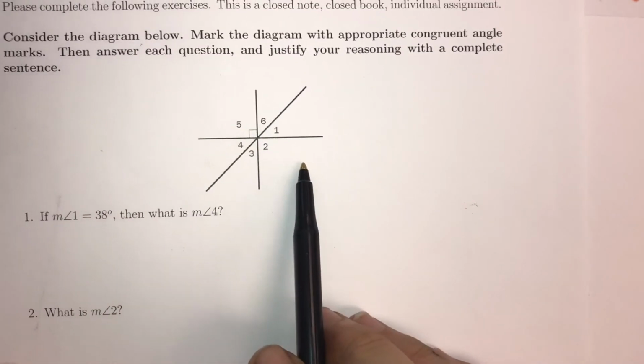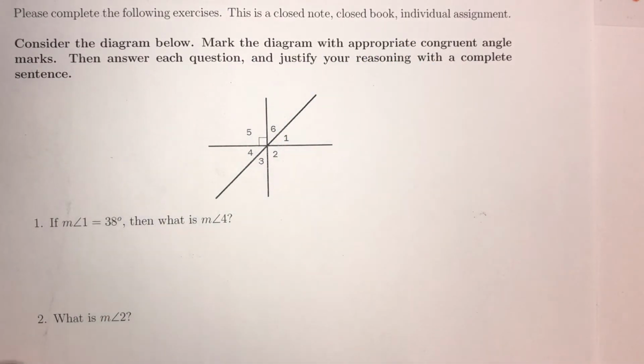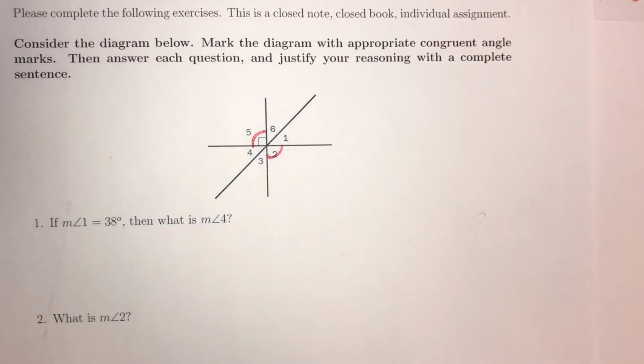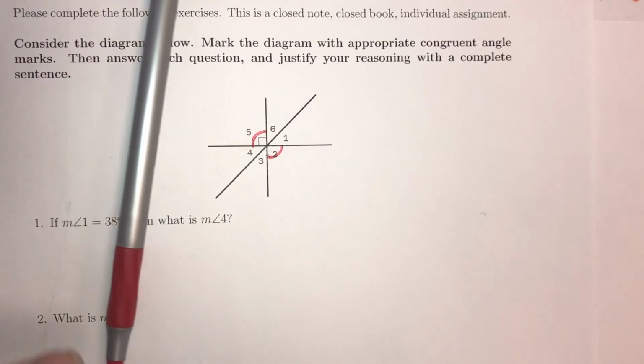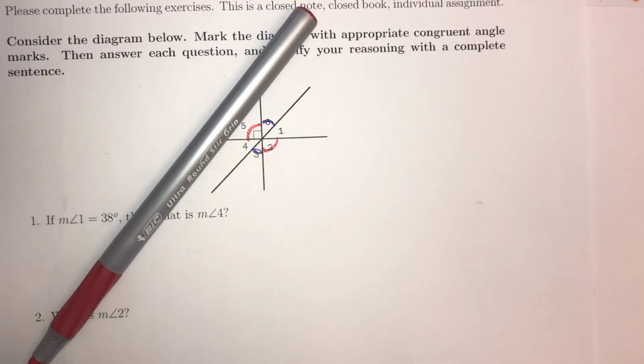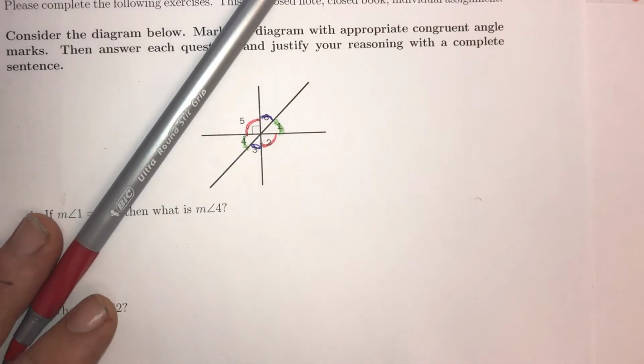Here's your picture. Consider the diagram below. Mark the diagram with appropriate congruent angle marks. That's literally like my favorite thing to do. All right, so this is congruent to this. Instead of using a different number of arcs, I'm going to use different colors. I'll probably do both. Angle 3 is congruent to angle 6. What else? Angle 4 is congruent to angle 1.